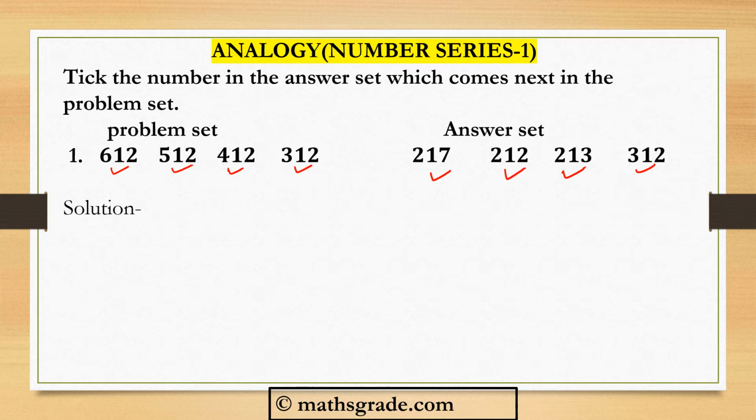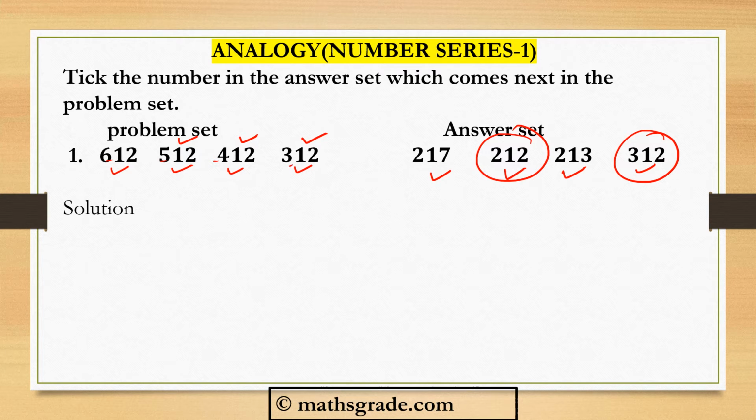So if we observe this question carefully, the first number is 612. The second number is 512. Here the last two digits are 12, the third item also has 12, the fourth item also has 12. So the last two digits of the fifth item will be 12. Here 212 and 312 both have 12 in the last two places. But in the first place, the number changes.